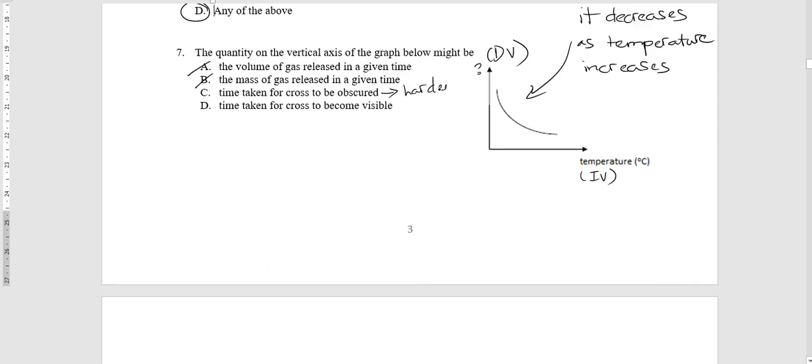If you look at the equation, you are reacting bromine with methanoic acid, so it's actually going from brown to clear. So you're not going to measure how long it takes for it to become cloudy or obscured. You have to do the opposite, measuring the time it takes for the cross to become visible. And I think D is the correct answer, because as you increase the temperature, it should take less and less time for you to see the cross. So I would go with D because of that.